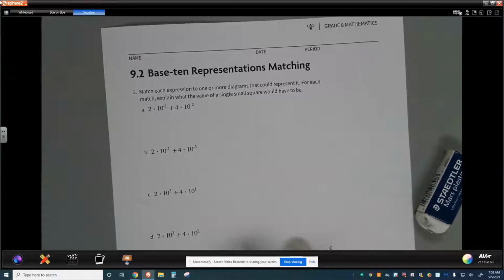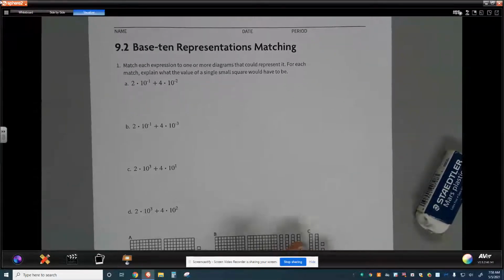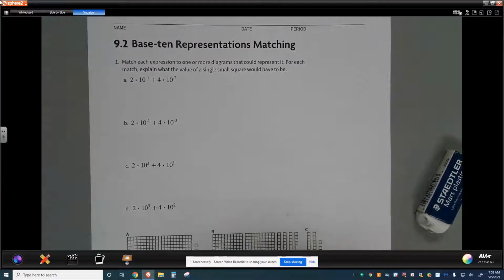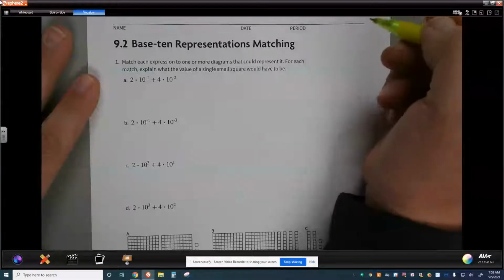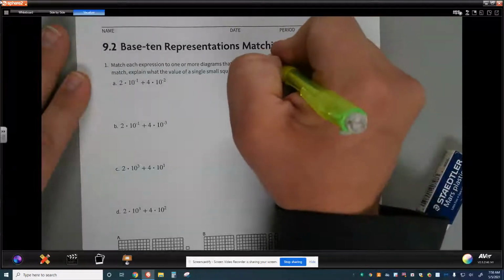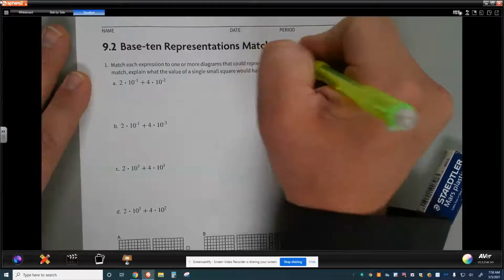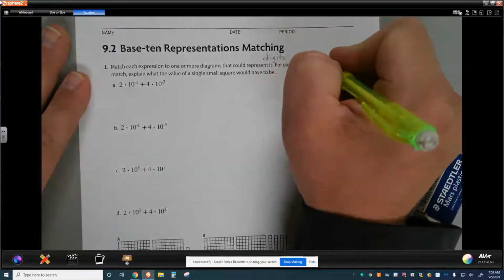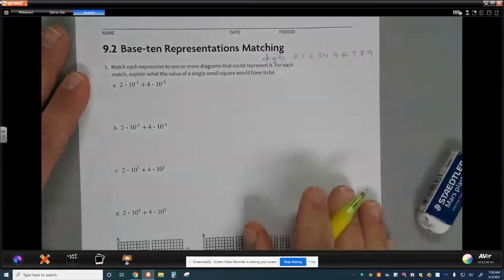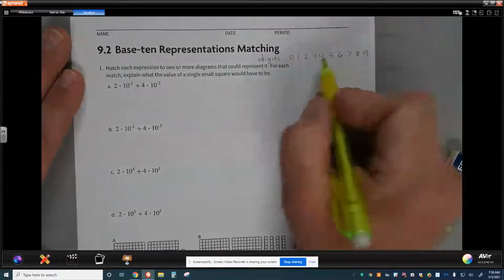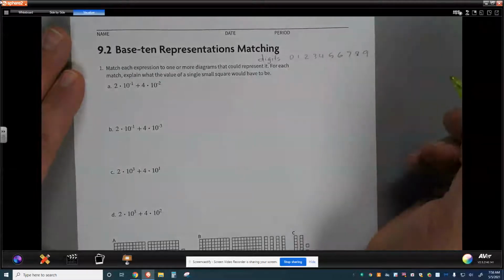In the next set, when we talk about base 10 representations, when we're talking about powers of 10, we're really working with the base 10 system. And when we talk about base 10 system, we are talking about our number system. The digits in our number system are 0, 1, 2, 3, 4, 5, 6, 7, 8, and 9. Our base 10 system is called base 10 because we have 10 digits that represent our system.